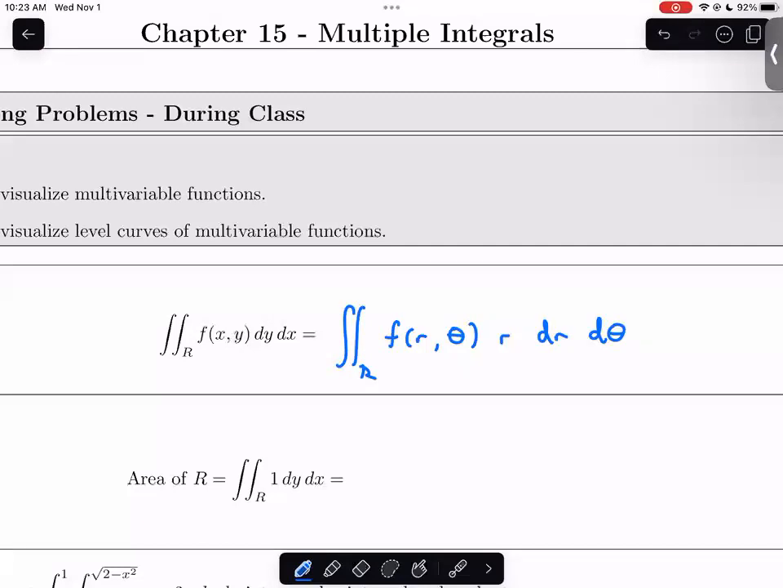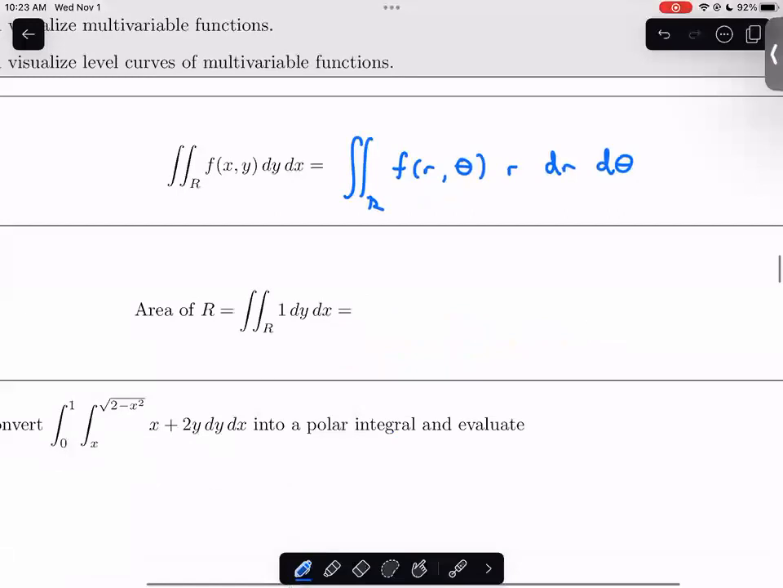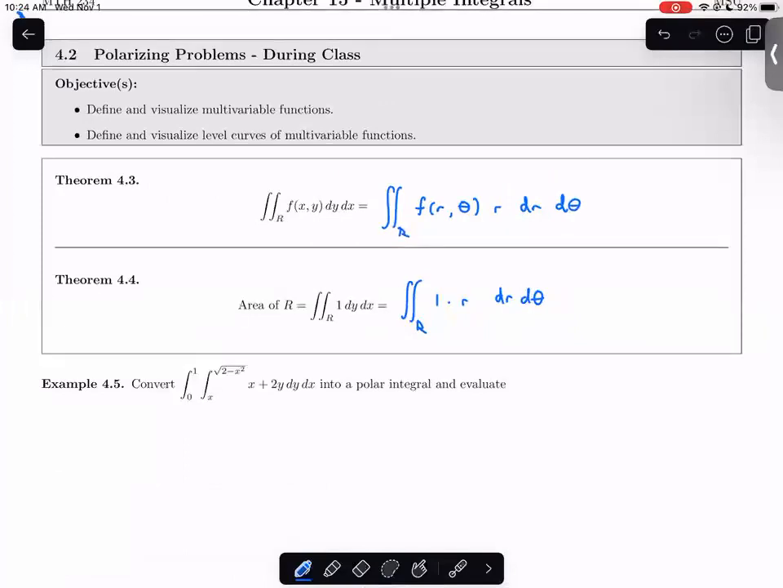If you would like to calculate area in polar, well, you would have 1 times r dr d theta, or of course, 1 times r is just r. So if you prefer to just write r there, that's also perfectly fine. With that, we have really all of the new content, the new theorems, and everything that we need in order to do all of our problems. So the rest of the class is really just spent getting some examples under our belts to showcase how we actually use these things in practice.